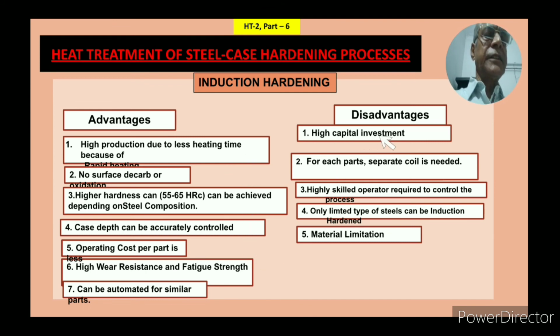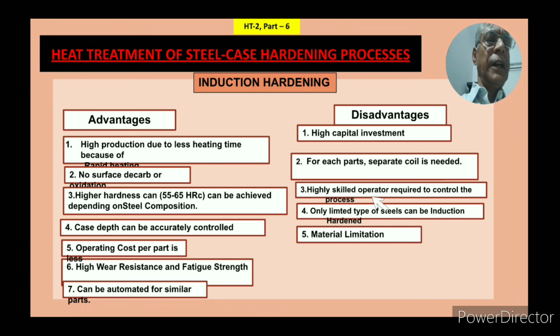And the disadvantages: initial high capital investment is there, the machine is quite costly, and the other arrangements are also quite costly. So the initial investment is quite high. Then the second disadvantage is that for each part you have to make a separate coil, and all these coils are also quite costly. This is also a disadvantage.